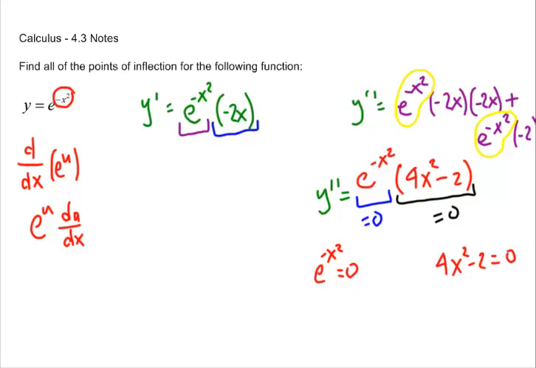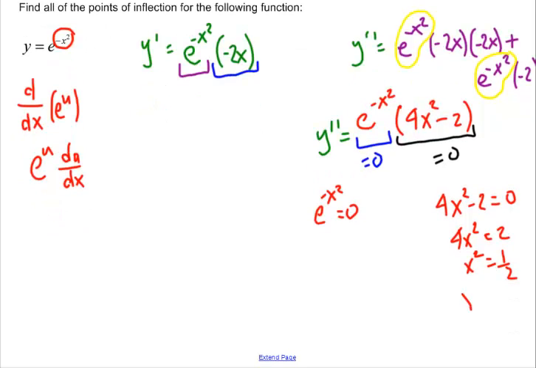So let's go with the easier one first. This is going to be 4x squared equals 2. So x squared equals a half. So what do we get? We're going to get x equals plus or minus 1 over the square root of 2. Okay? So we're good on that guy.